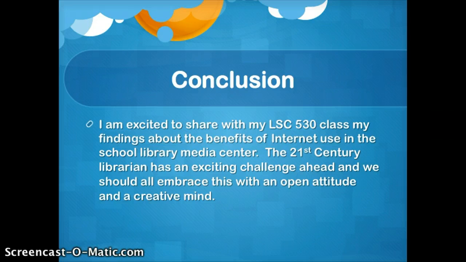In conclusion, I am excited to share with my LSC 530 class my findings about the benefits of Internet use in the School Library Media Center. The 21st century librarian has an exciting challenge ahead, and we should all embrace this with an open attitude and a creative mind.